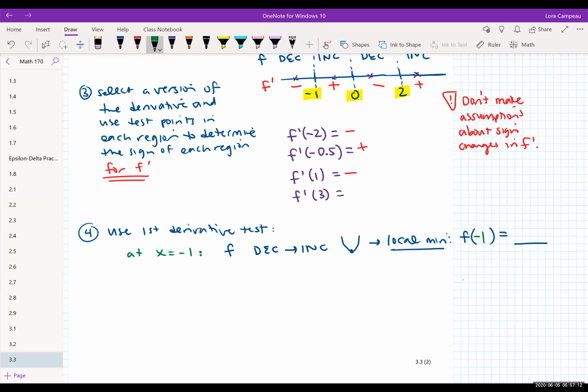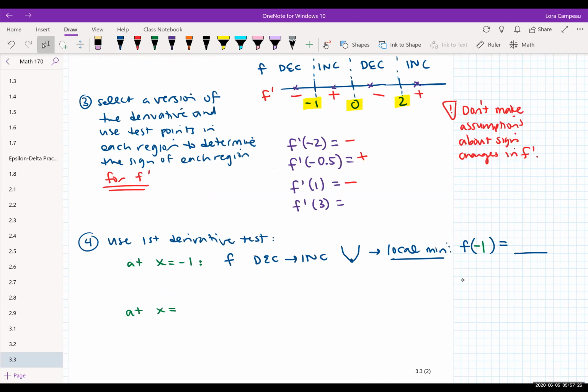So we're going to do the same thing. The next critical point at x equals, I believe that's 0. Maybe I'll save a little space. I'll move to the right. So at x equals 0, let's look at the behavior of our function. F is going from increasing to decreasing. So you could probably guess if you draw a quick little snapshot. We have ourselves a local max where the function itself, the original function, is evaluated at 0.